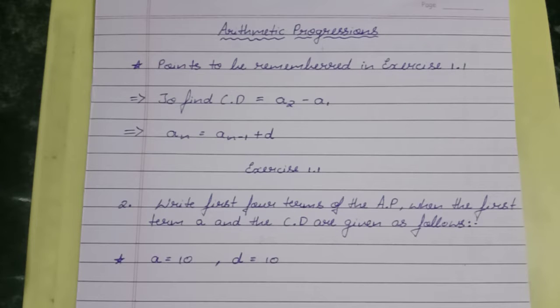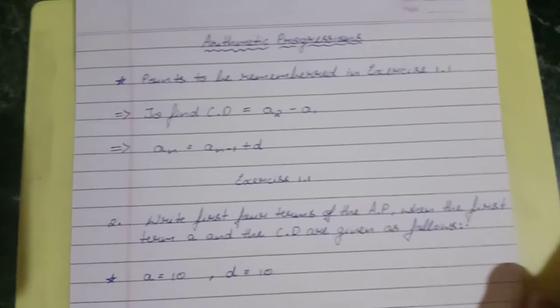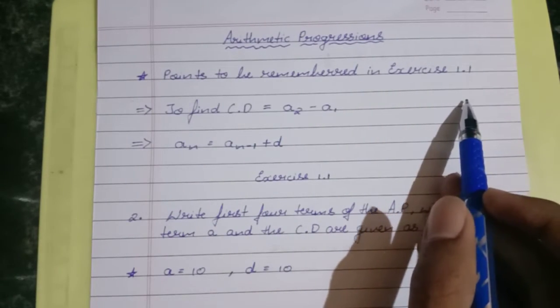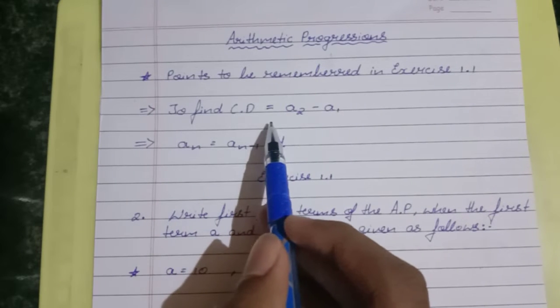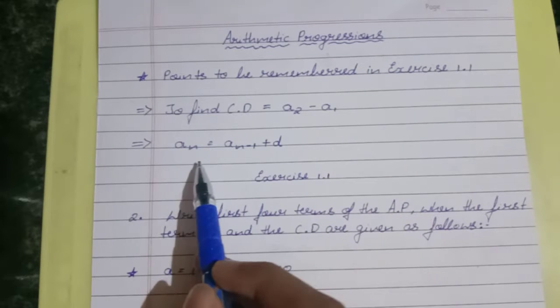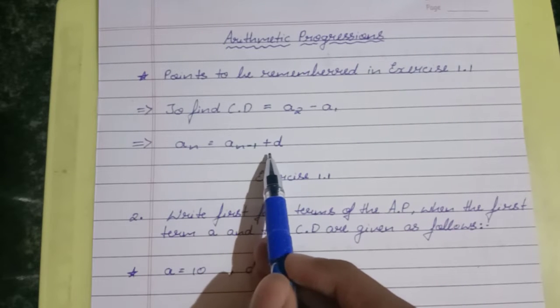In this session, we will learn exercise 1.1. Now, points to be remembered in exercise 1.1. To find the common difference, D is equal to A2 minus A1. To find AN, AN is equal to AN minus 1 plus D.